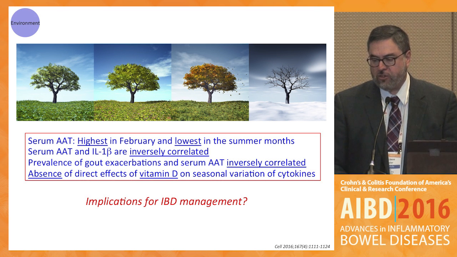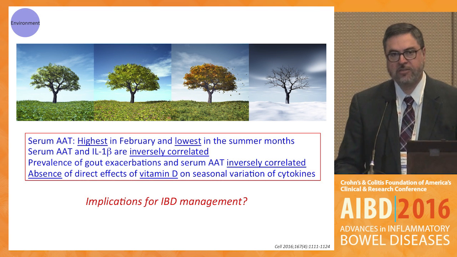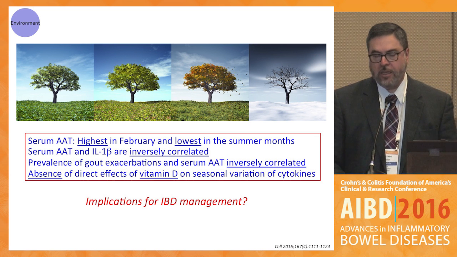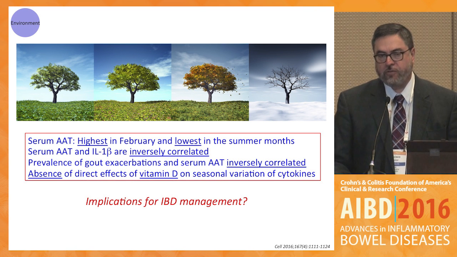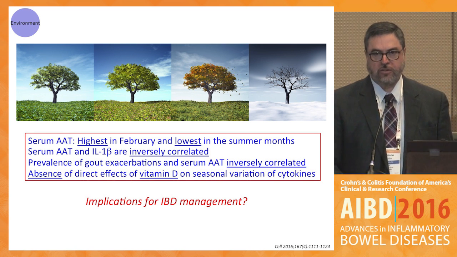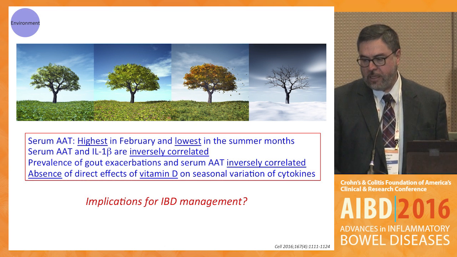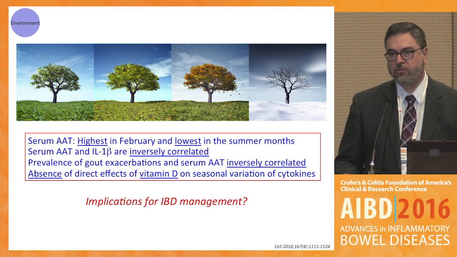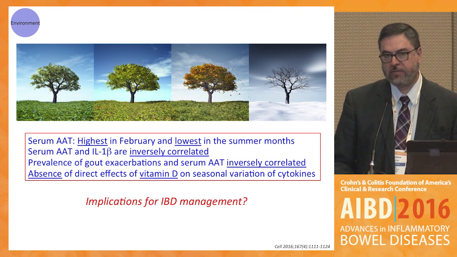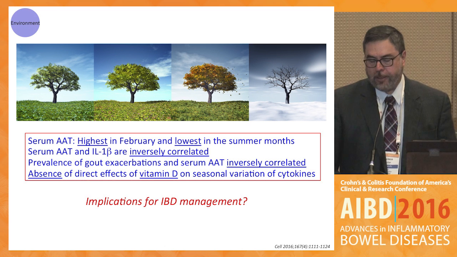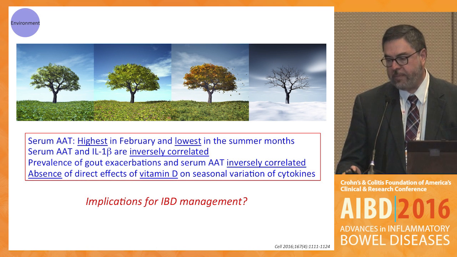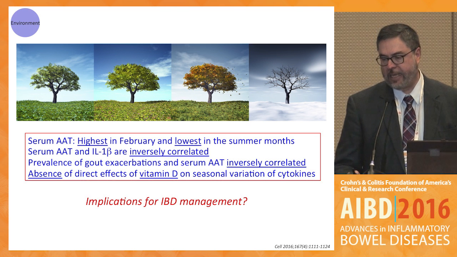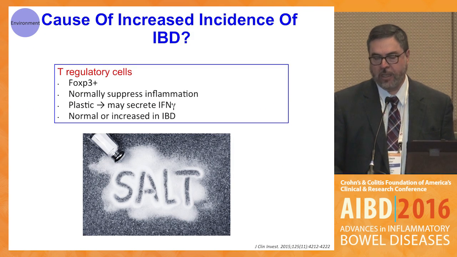So we know that the alpha-1 antitrypsin is highest in February and lowest in the summer months, so inverse to vitamin D, that alpha-1 antitrypsin and IL-1 beta are inversely correlated, and that, for example, in other autoinflammatory disorders that involve the inflammasome, such as gout, there is an inverse correlation between the serum alpha-1 antitrypsin and the prevalence of gout. And interestingly, there was absence of direct vitamin D effects. So we don't know what the implications for IBD management are, but serum alpha-1 antitrypsin is now planted in my head as a possible thing to look at.